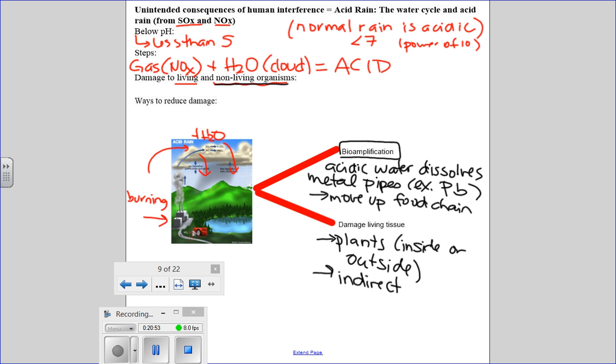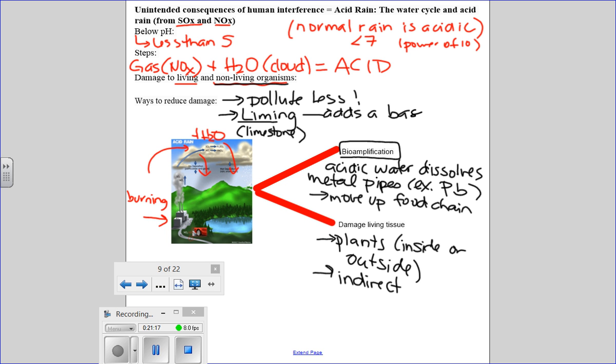Now, how can we reduce damage? Obviously, there's the whole pollute less idea. But there are ways that we can try to get rid of the acid rain after it has fallen. And one of those examples is a procedure called liming. There is something called limestone. It's a rock. And liming adds a base. So the idea is that you take a bunch of these rocks that occur naturally. There's nothing wrong with these rocks.